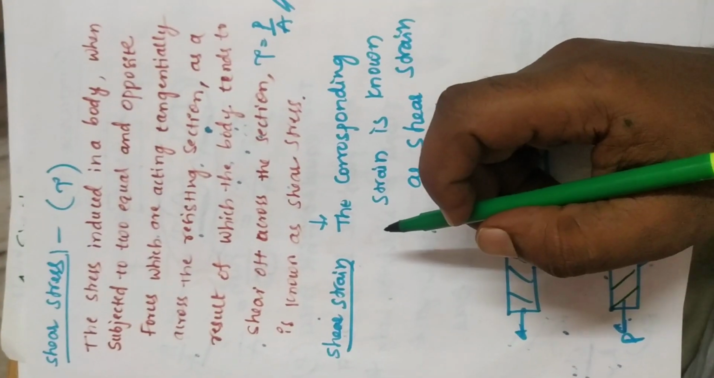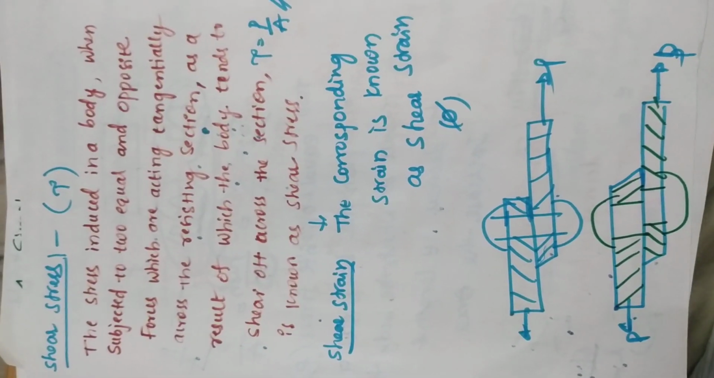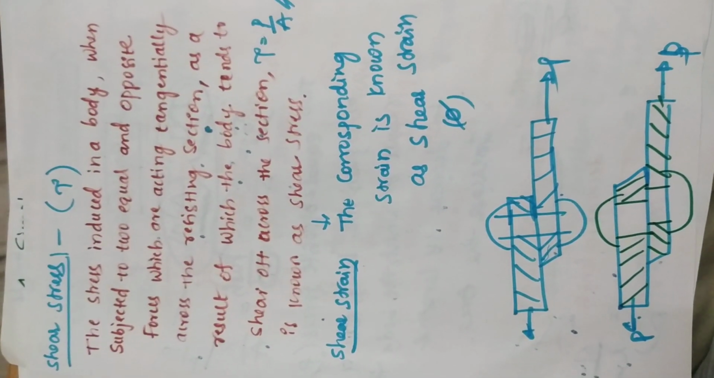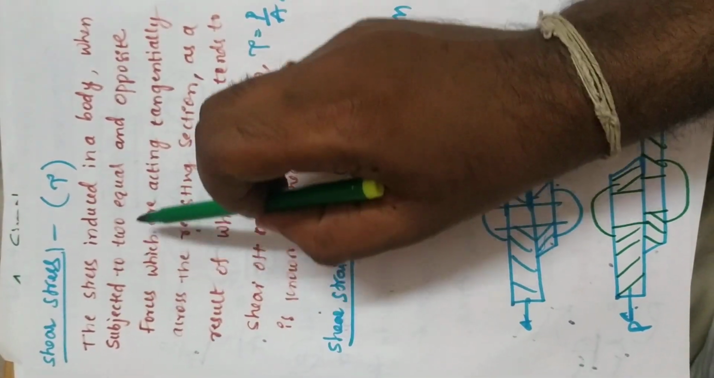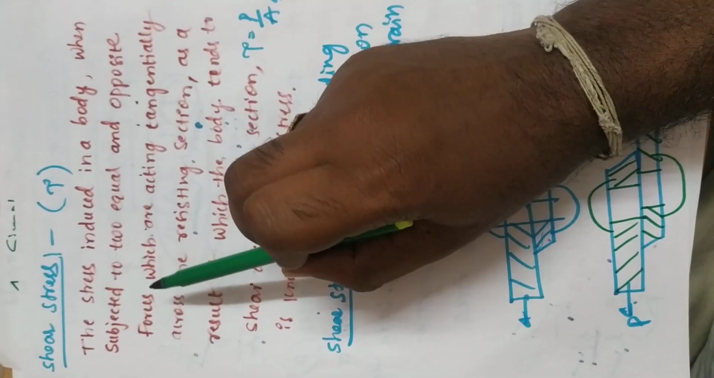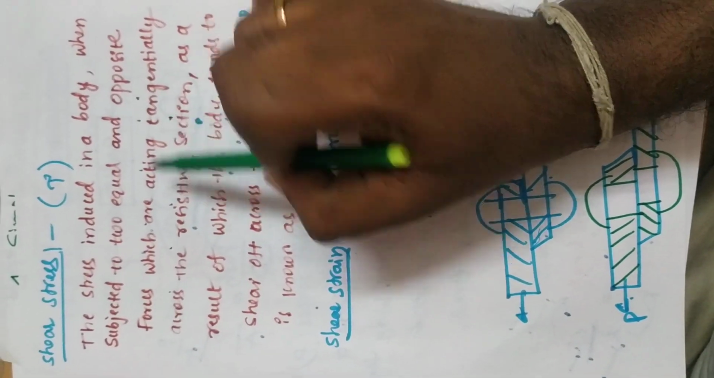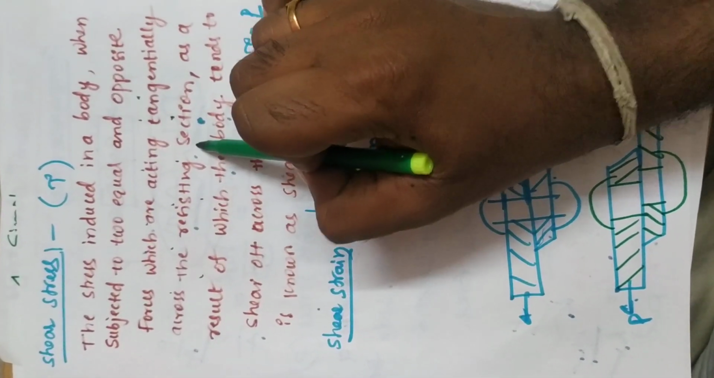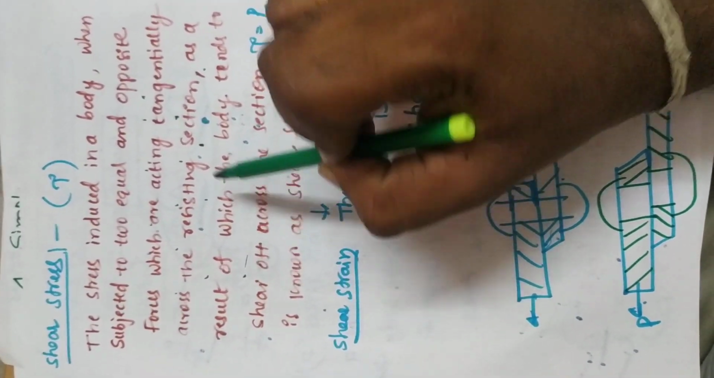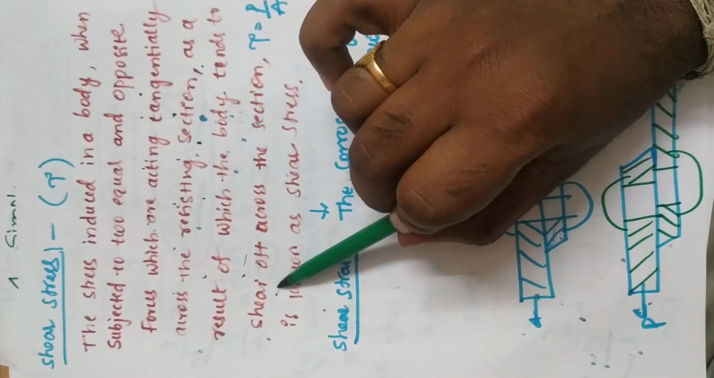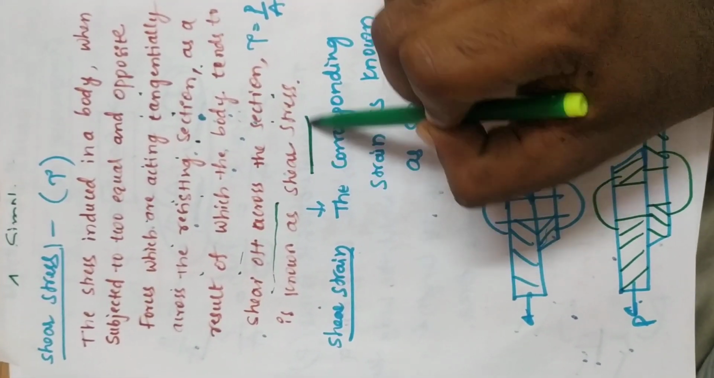Next one is shear stress. What is the definition of shear stress? The stress induced in a body when subjected to two equal and opposite forces acting tangentially across the resisting section, as a result of which the body tends to shear off across the section, is known as shear stress.